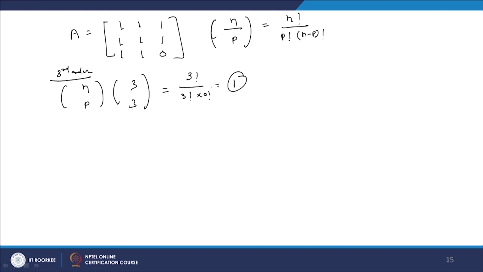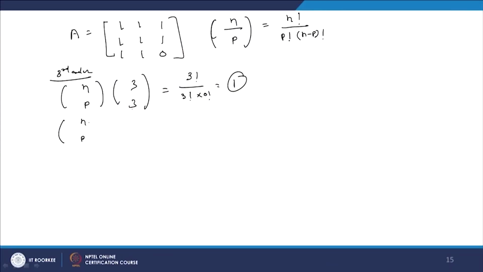Now, we see the second order principal minors. Here n is 3 and p is 2. So, factorial 3 divided by factorial 2 times factorial 3 minus 2, that is factorial 1, which is 1. So, we will get 3 principal minors.